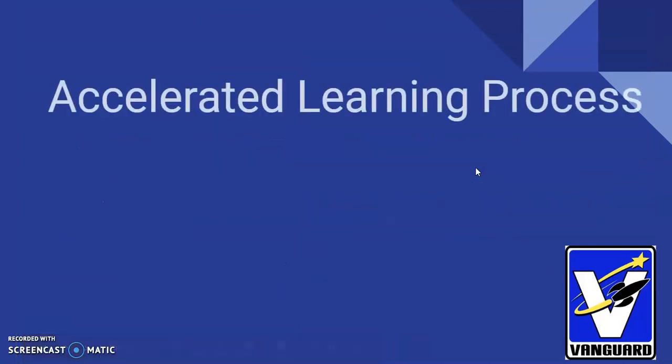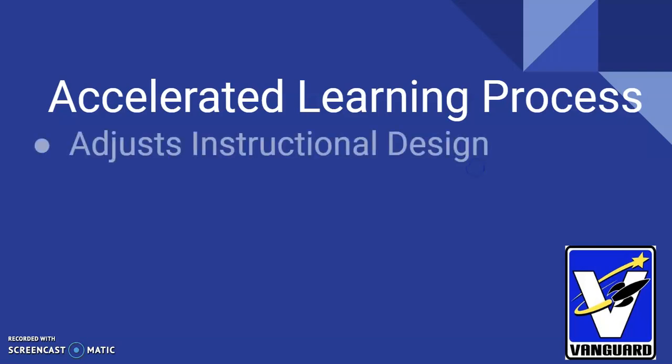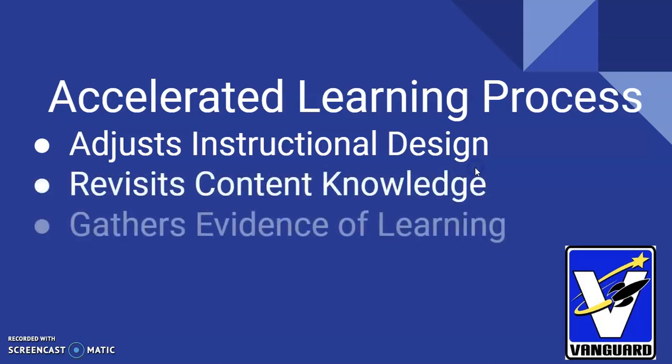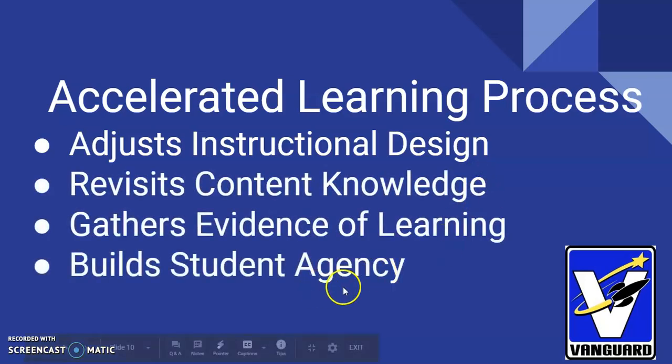So let's look at another systemic initiative, and that's the Accelerated Learning Process, or ALP. Many of you have been involved in that, and there are 4 basic components to the Accelerated Learning Process: instructional design, content knowledge, evidence of learning, and student agency.